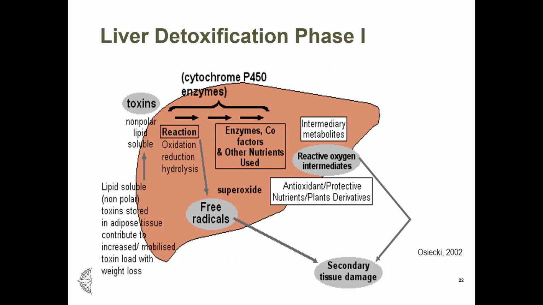So this is just a summary slide. What is happening in phase 1 detoxification of the liver? So with the help of cytochrome P450, that are iron-dependent enzymes, liver carries out these chemical reactions such as hydrolysis to convert the toxins into some intermediary metabolites. In doing so, they generate free radicals that can be quenched by glutathione.